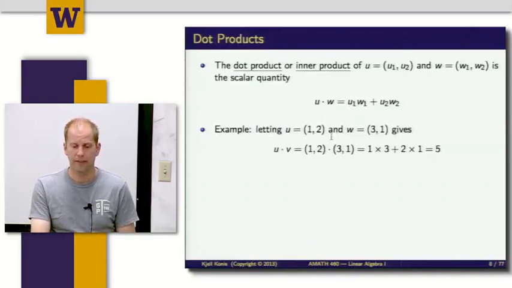Just a simple example, if I take the dot product of (1, 2) and (3, 1), I end up with 1 times 3 plus 2 times 1, and that'll be equal to 5.